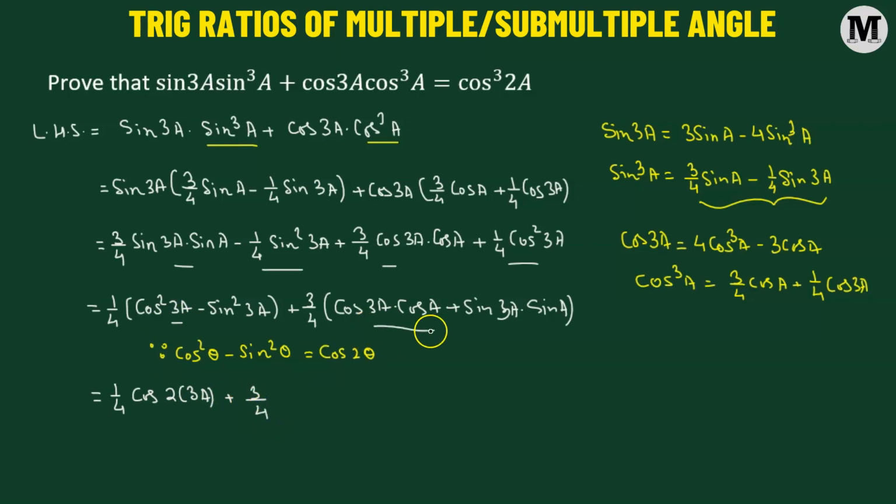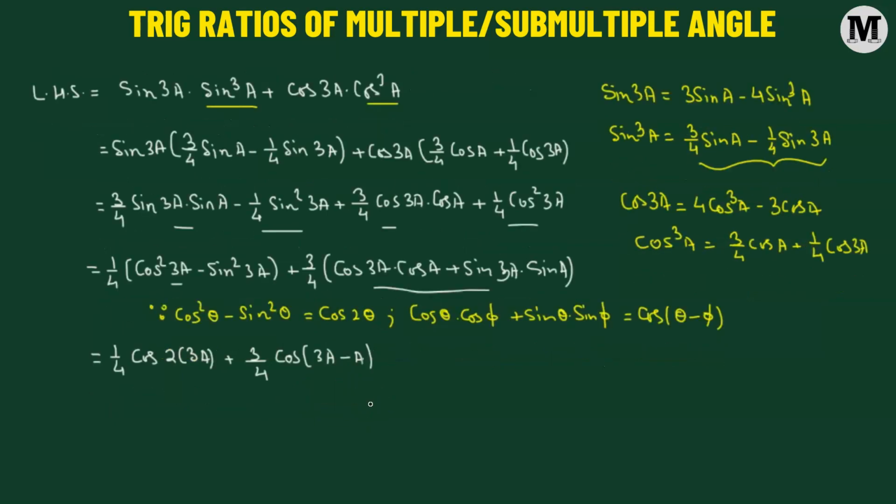Now here we have another formula. Here we have the form cosine of theta times cosine of phi added to sine of theta times sine of angle phi. This is given by cosine of the angle theta minus phi. In our case, we have theta representing 3a and phi representing a. So this will be simply equal to cosine of the angle 3a minus a. Okay, so let's further simplify.